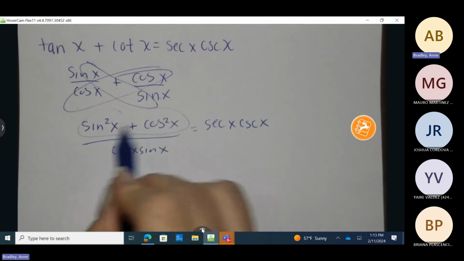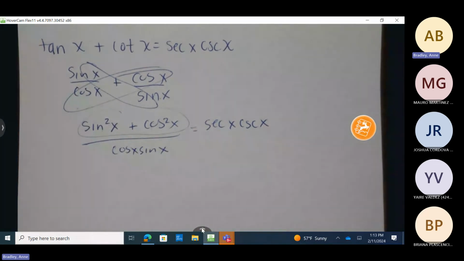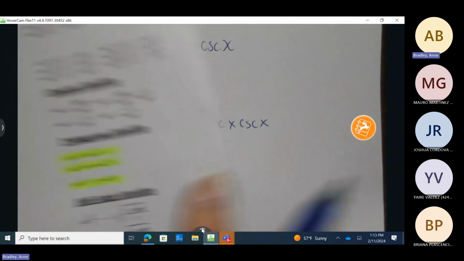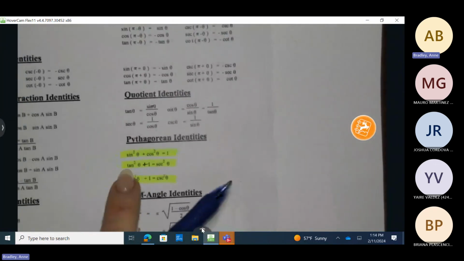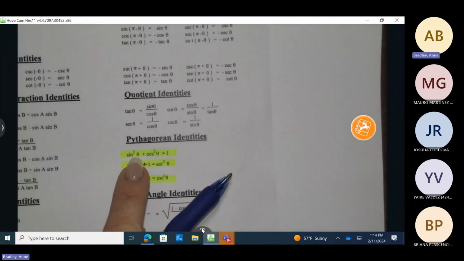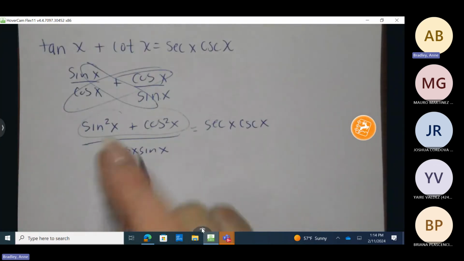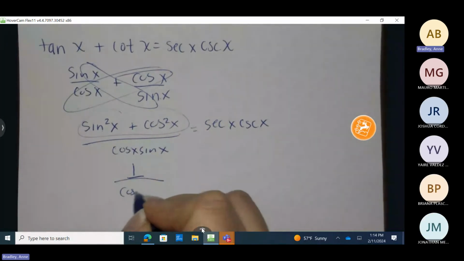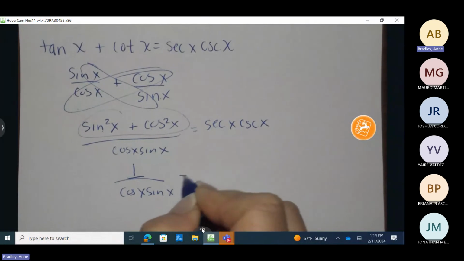Okay, anytime I have a trig function that's squared, I'm thinking to myself, is it possible to translate this into one of our trig identities? And we can see the most common one is sine squared x plus cosine squared x equals 1. So this portion now can be rewritten as 1 over the cosine of x times the sine of x.